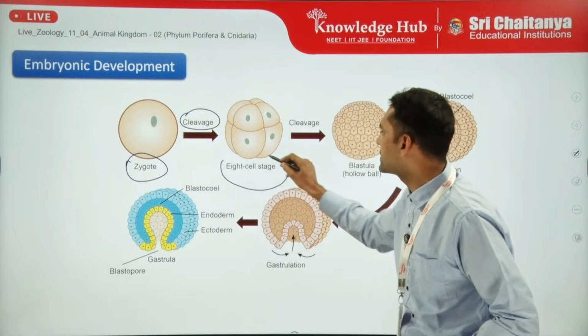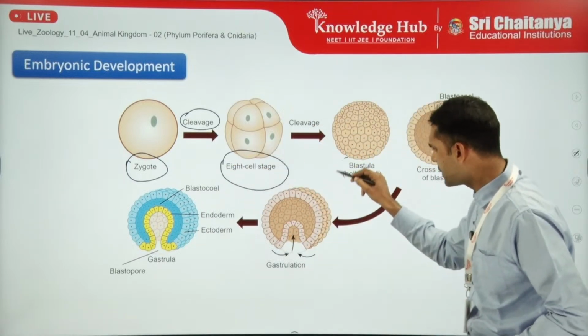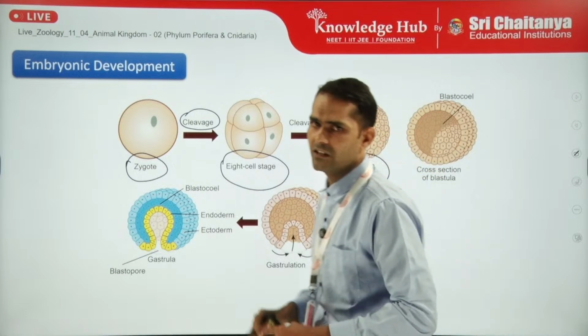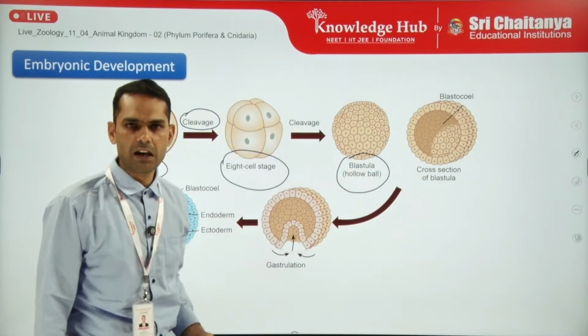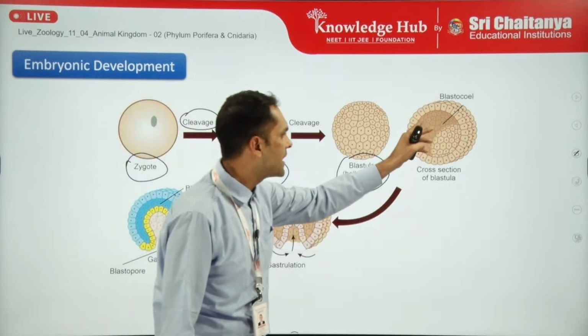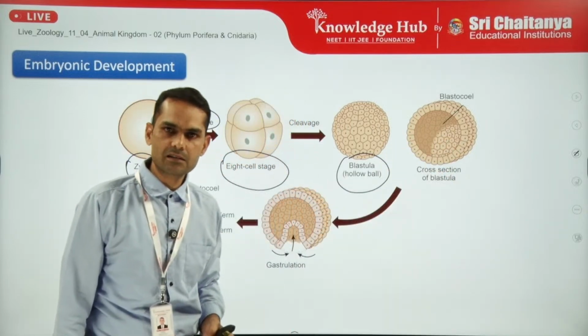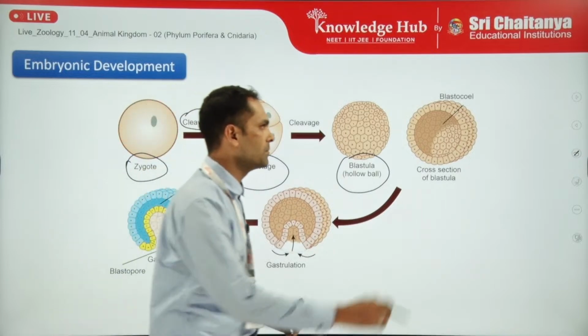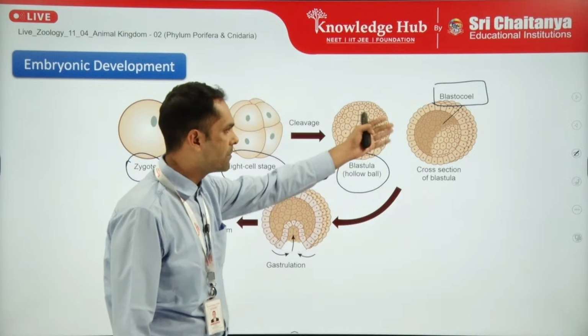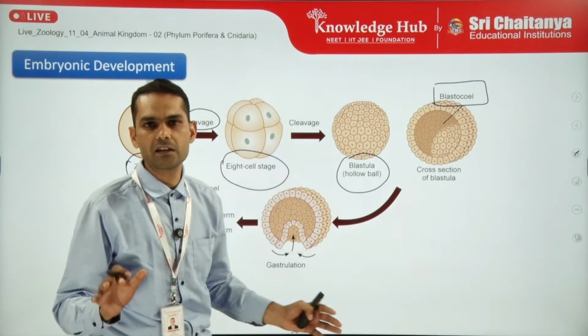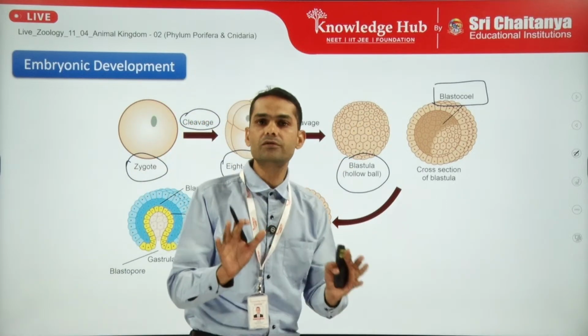See that 8 cell stage is here. Furthermore, blastula is here, which is a ball of mass, and if you make the cross section of this blastula, you can see that there is a cavity present inside this cell of mass, which is called as blastocele. In some organisms, the body cavity develops from the blastocele only. That is not considered a true body cavity or true coelom cavity.